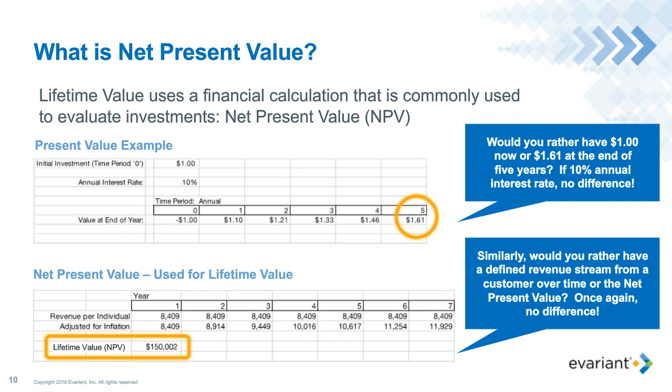So here's the important concept stated as a question on the slide. At a 10% interest rate, would you rather have $1 now or $1.61 at the end of 5 years? You should be ambivalent. In a 10% interest rate environment, they're economically the same.